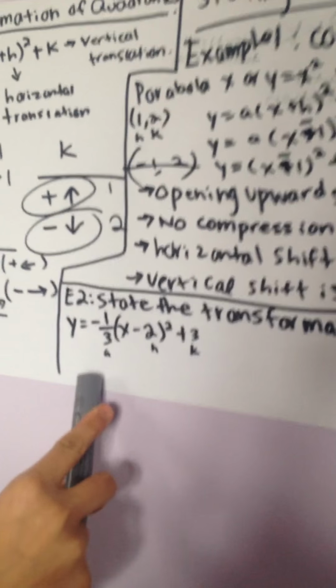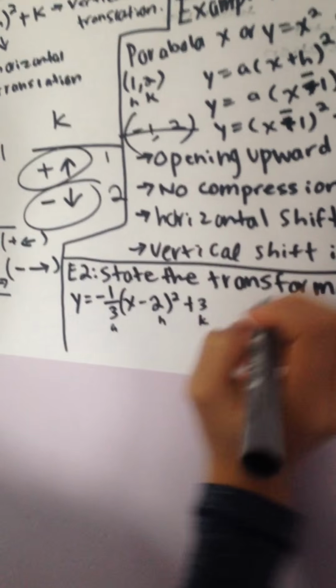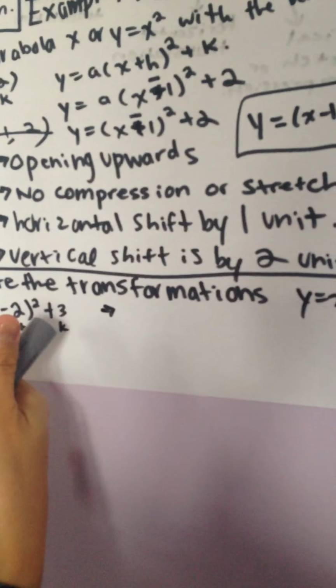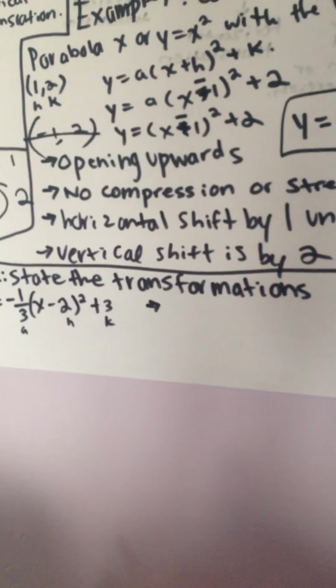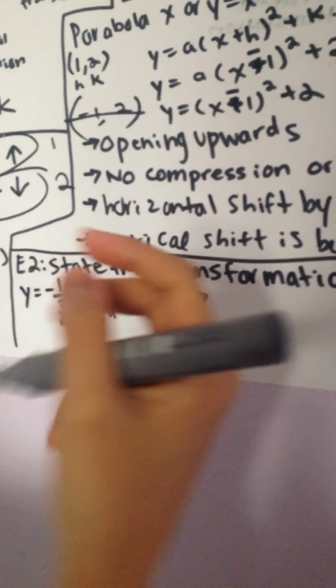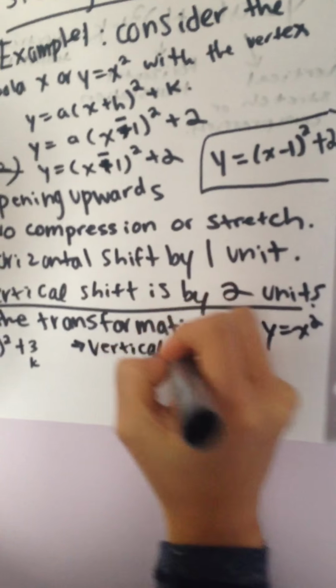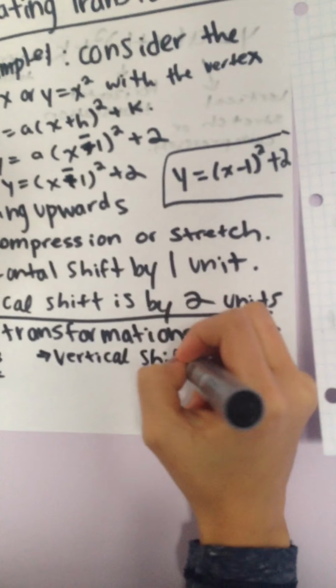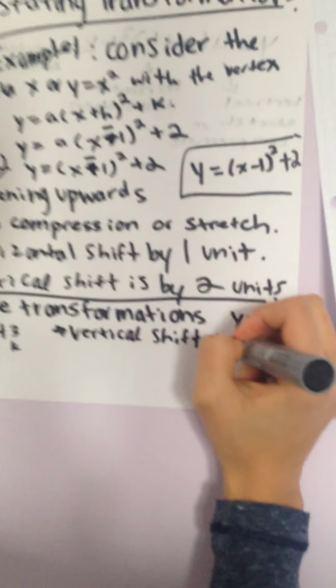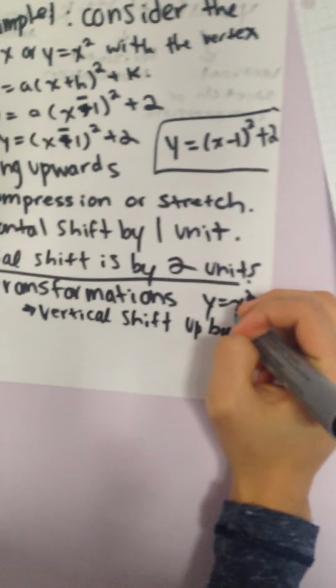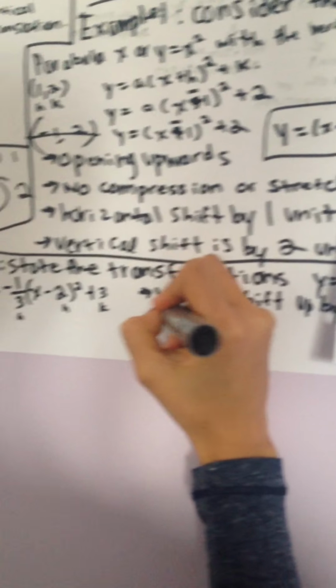So, what we can tell by this equation is that the vertical shift is by 3 units up because it is positive. So, vertical shift up by 3 units.